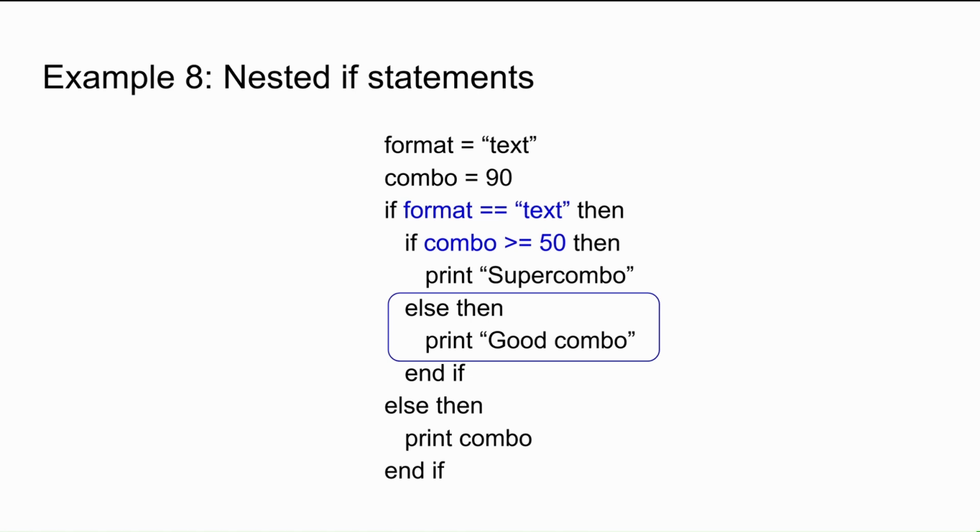So in this case, the program will print out super combo since the format is text and the combo is 90.